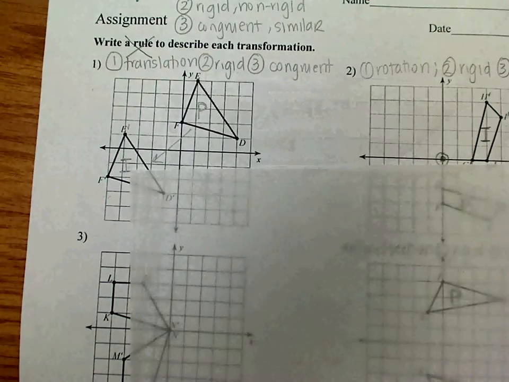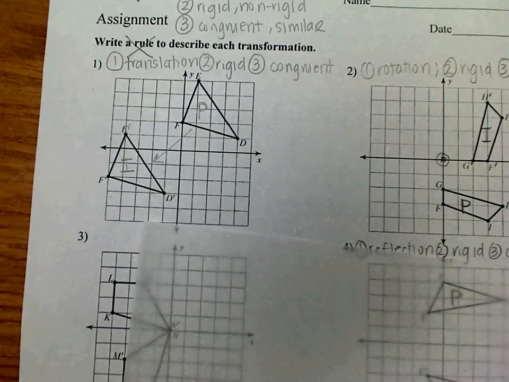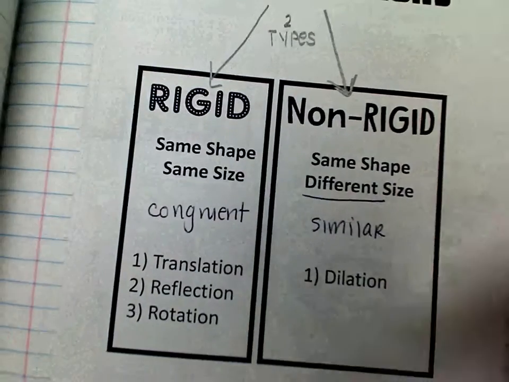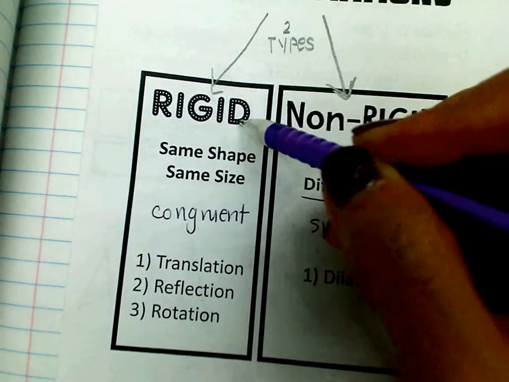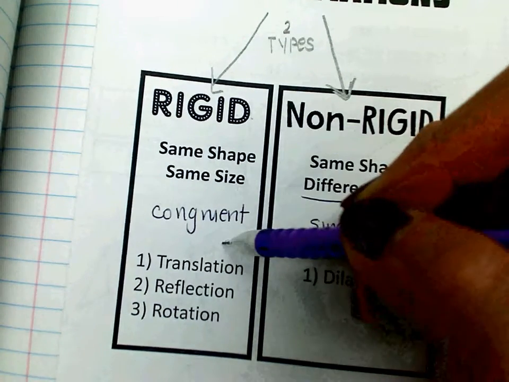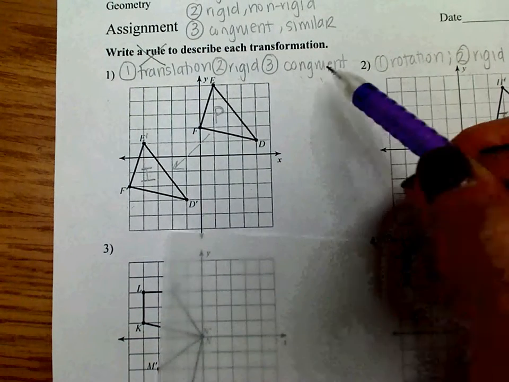So there was that. And then, because it's a translation, let me go back to the notebook. Because it's a translation, the translation will be a rigid transformation. It's in this category. And therefore, its pre-image and image are congruent. So therefore, we wrote it's rigid and the pre-image and image are congruent.